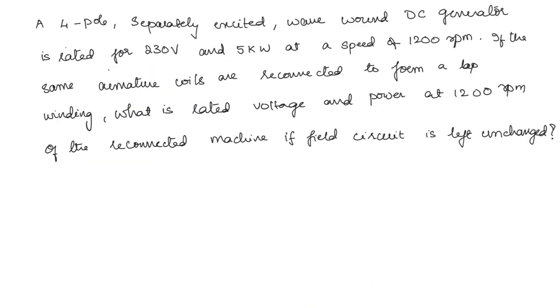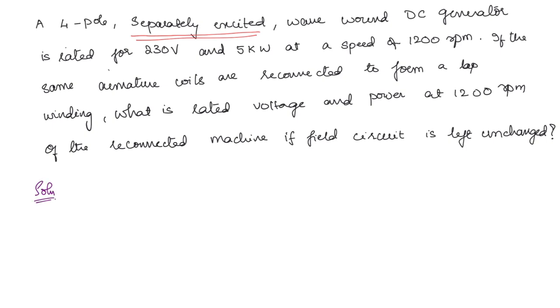The next question we have: a 4-pole separately excited wave wound DC generator is rated for 230 volt and 5 kilowatt at a speed of 1200 rpm. If the same armature coils are reconnected to form a lap winding, what is the rated voltage and power at 1200 rpm of the reconnected machine if the field circuit is left unchanged? So here there is one term, separately excited, which we will discuss later. To solve this problem, you don't need to understand it.